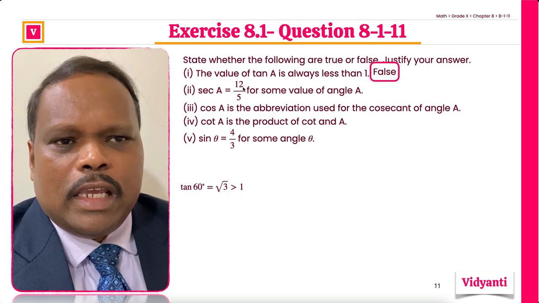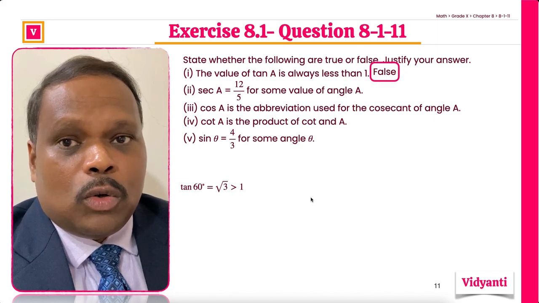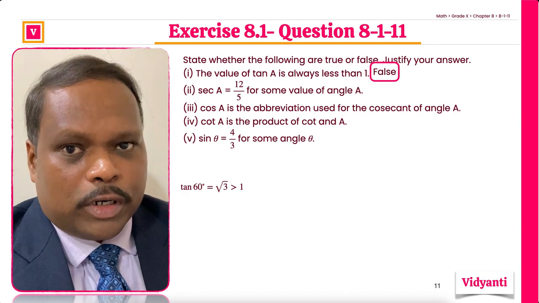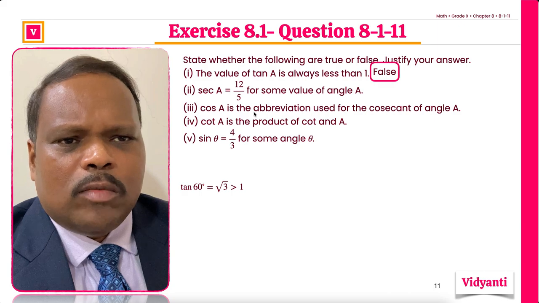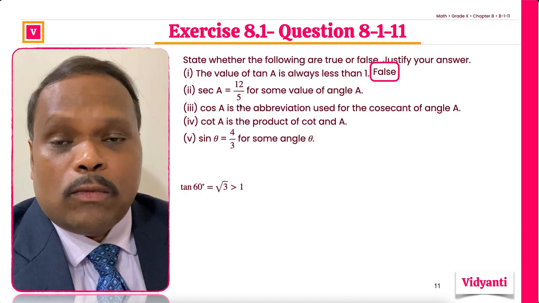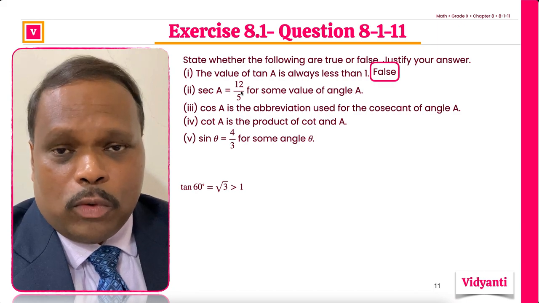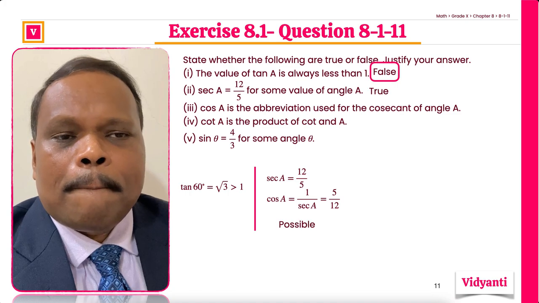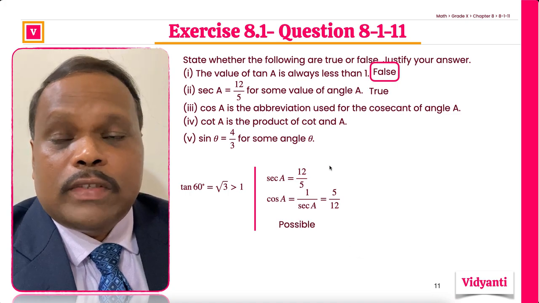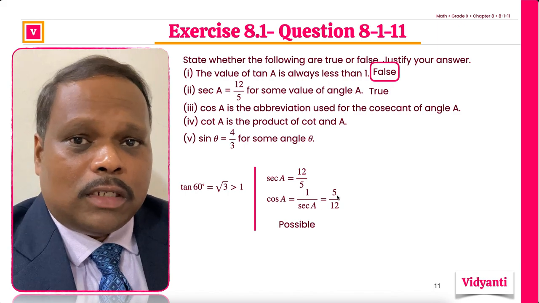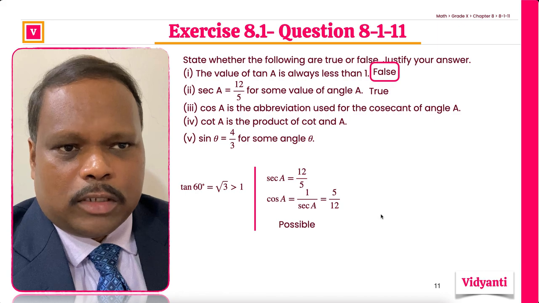Second one, sec A is 12 over 5. Remember, sine and cos are less than 1. So sec and cosec have to be greater than 1. These are reciprocal ratios, so they will always be greater than 1. 12 by 5 is actually greater than 1. So this is actually 2.4 if you evaluate it. So this is possible. Or you can say, if sec is 12 over 5, cosine is reciprocal of that, which is 5 over 12, which is definitely less than 1. So that means it's possible.